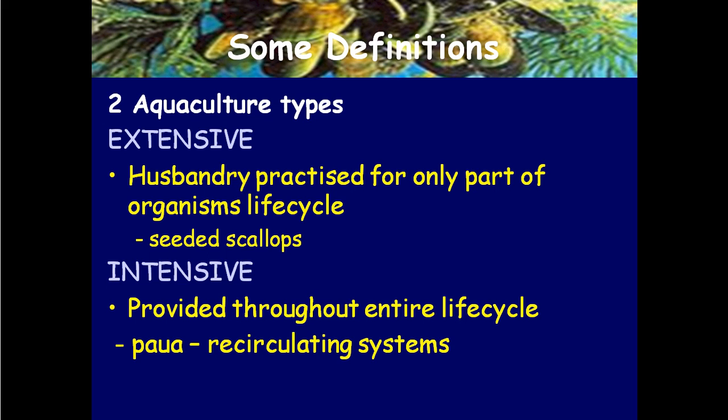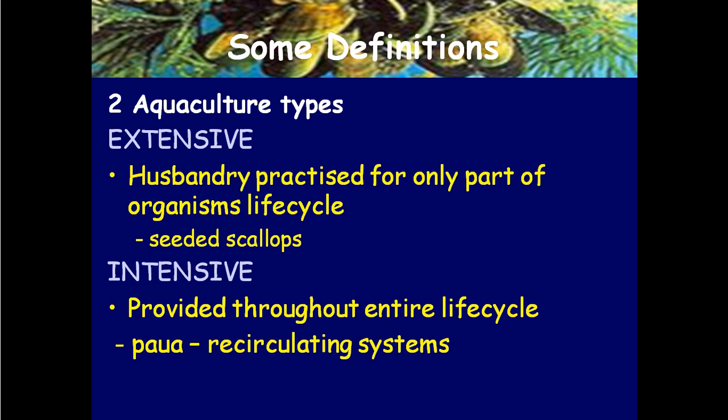And so if we look at the aquaculture types, a couple of definitions that you'll need to know for your exam. Extensive. This is a type of aquaculture where you only intervene in the life cycle of that organism for a short period of their life, or maybe a long period of life, but some part of their life cycle actually is lived out in the wild.